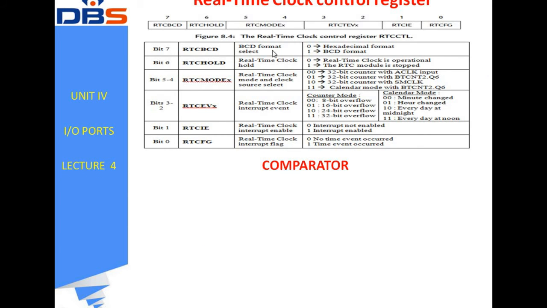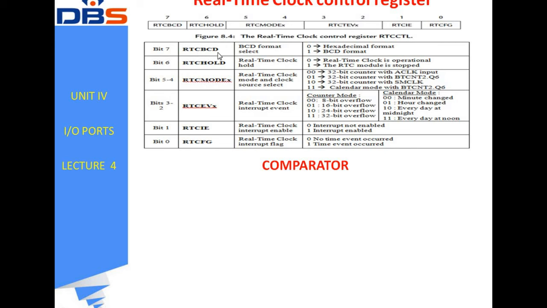And coming to the next one, real time clock hold, that means it will hold the module. See here, if its value is 1, the RTC module is stopped. That means if this bit value is 1, then the real time clock will be in stop mode or reset mode, or it's in off mode. When it is 0, then it will be in operational mode. That means it is ticking the time.